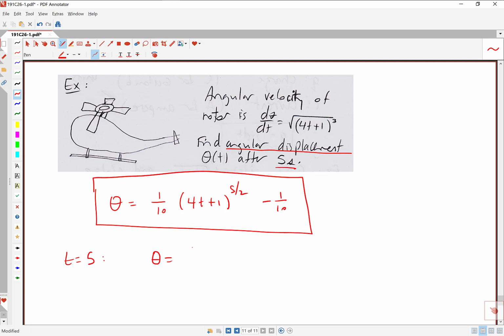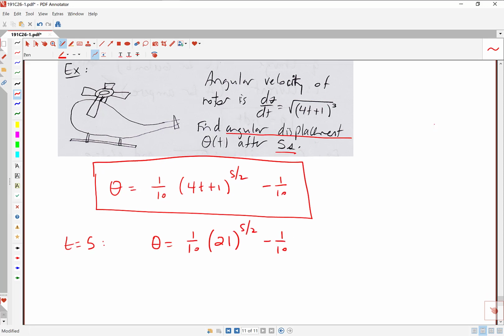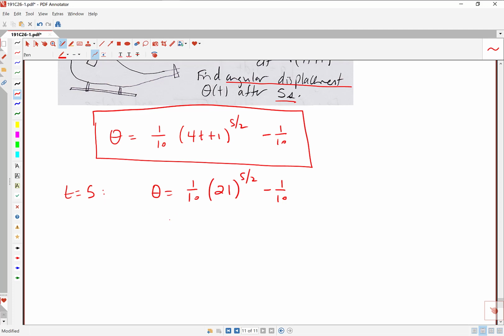So theta is equal to 1/10 of, subbing in t equal 5, we're going to have 21 to the 5/2 minus 1 over 10. And you can put that into your calculator and just figure out roughly what that comes out to. So it comes out to about 201.99. So theta is an amount of rotation. In other words, it's an angle. And this is going to be measured in radians. So 201.99 radians, that's how much rotation the rotors have gone through.